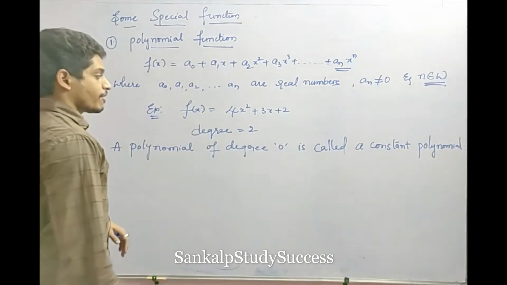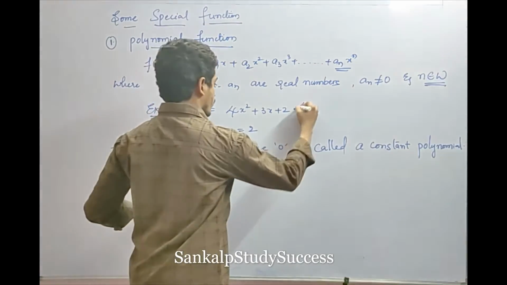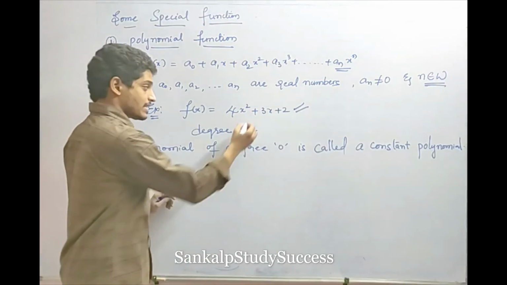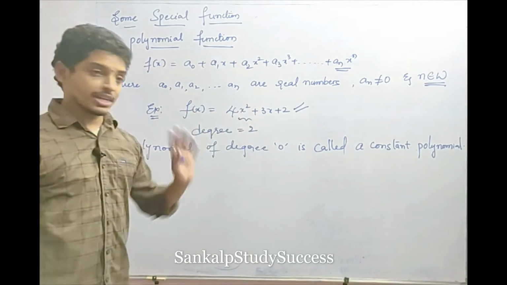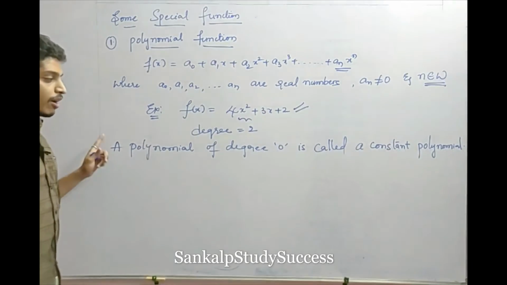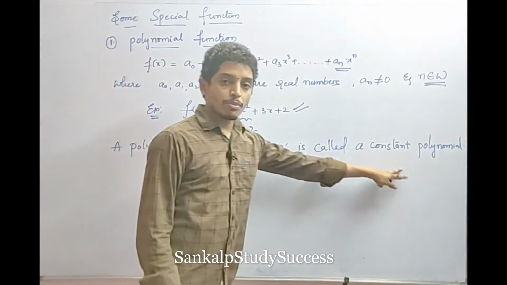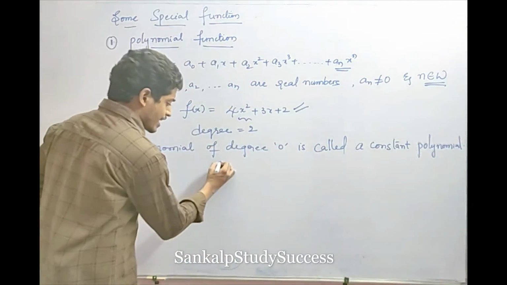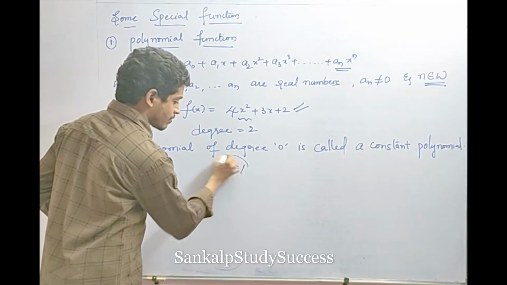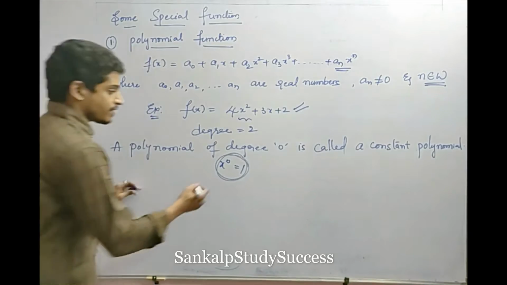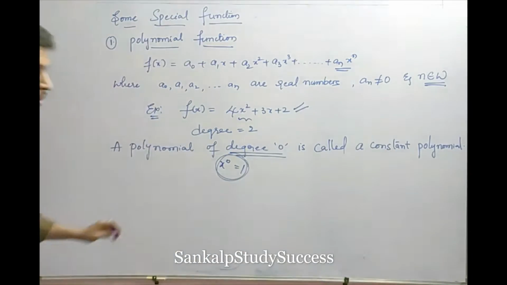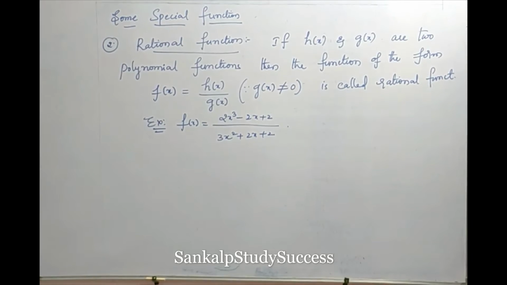So fine. Suppose let us take an example. f of x equals 4x square plus 3x plus 2. This is a second order polynomial, a second degree polynomial. Okay friends, this is also a quadratic equation. Suppose a polynomial of degree 0, it is called a constant polynomial. What is degree 0, friends? x power 0, right? x power 0 is nothing but 1. There will be a constant every time. So the polynomial of degree 0 is called a constant polynomial or simply a constant, right?